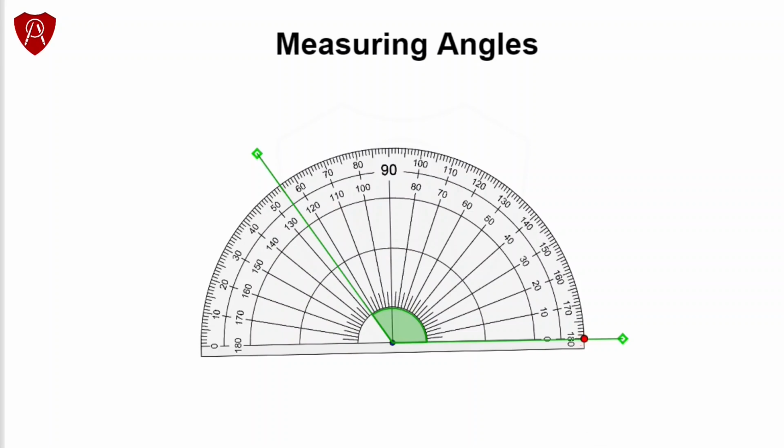Let's just do another angle. You can pause the video and try to take this reading yourself. I hope you got 107 degrees. Remember, we are reading the inner scale. Yet another reading. What value is this angle? I hope you got 53 degrees. If not, rewind the video and see what mistake you made.